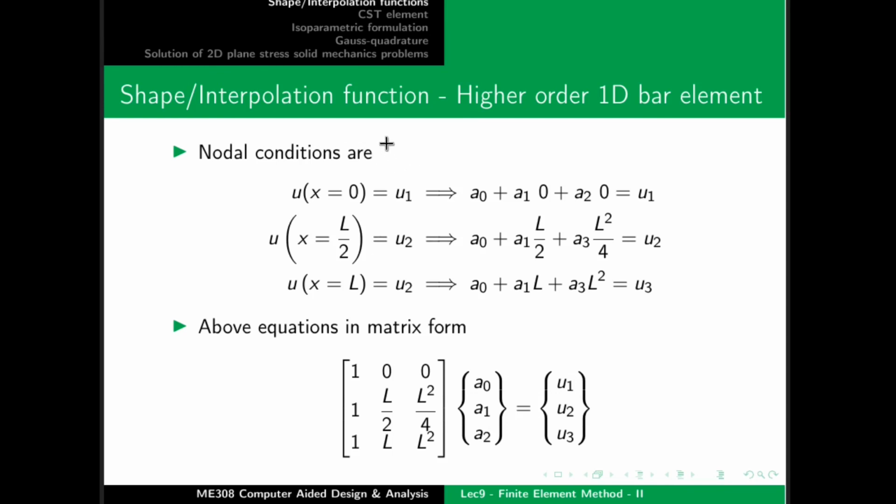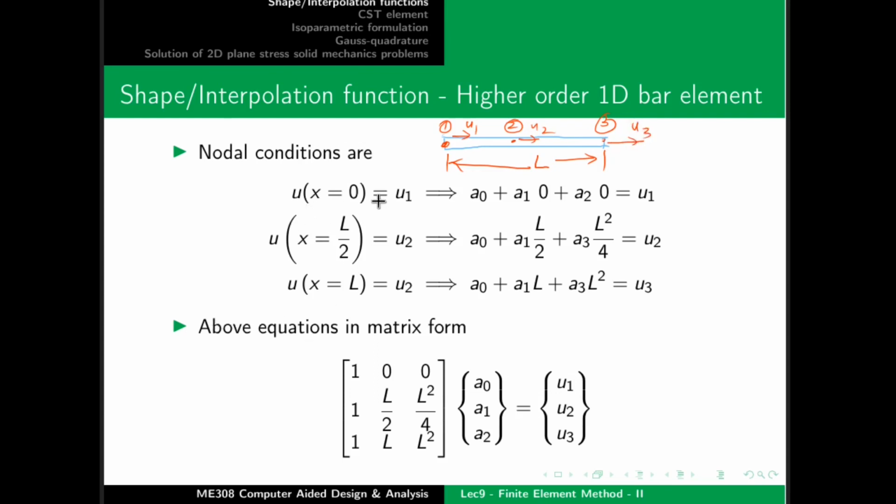Nodal conditions. So here, for the higher order element, this is a quadratic element. So we have 3 nodes. The length of the element is L. At x equal to 0 we have the first node, at x equal to L by 2 we have the second node, at x equal to L we have the third node. The nodal displacements are u1, u2 and u3.